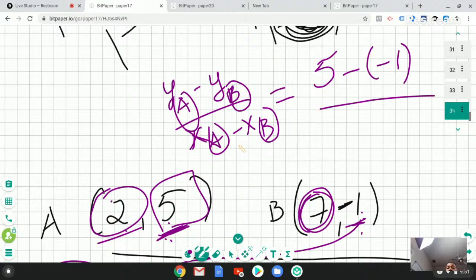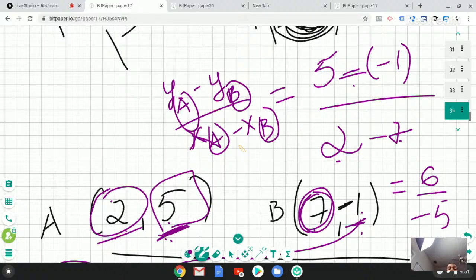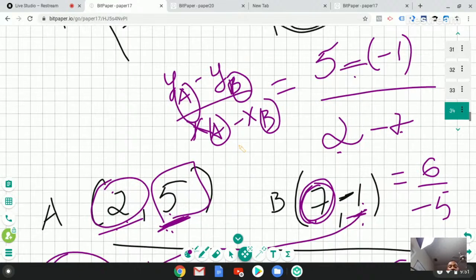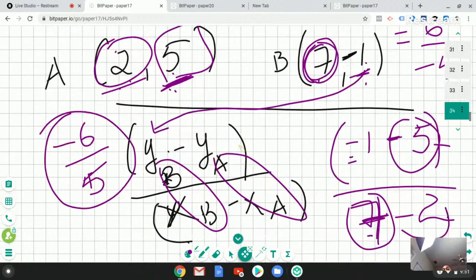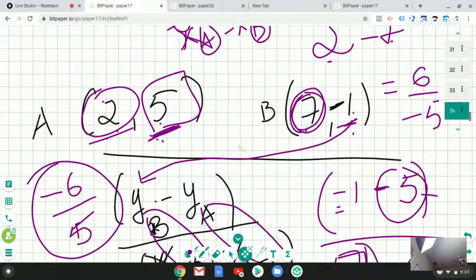What's the X coordinate of the point A? 2 minus the X coordinate of the point B, minus 7. So what does that give us? 5 minus -1, that's 5 plus 1, which is 6. 2 minus 7, which is -5. So -5 over 6, the same thing that I found here, -6 over 5, actually. So yeah, that's how you do it. If you have 2 points, you find the slope that way.